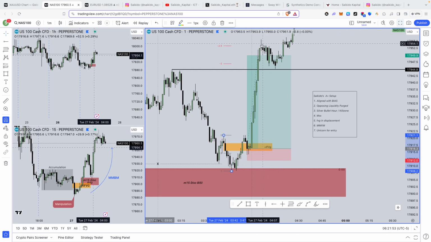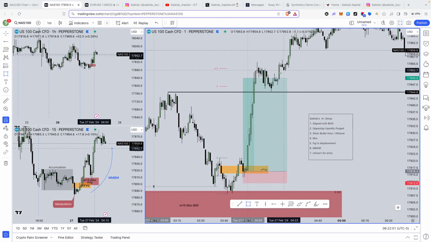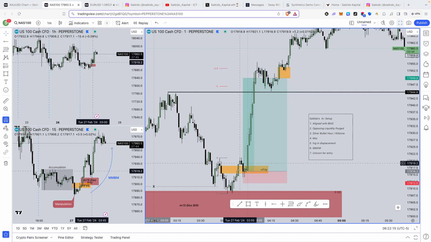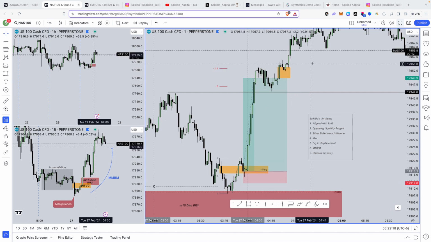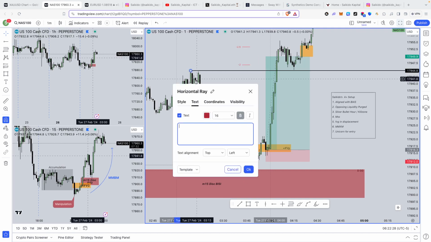So we had to break structure to confirm that we are not going to be reversing in this area. And as you can see from there, we displaced above it and we respected it. That was actually a nice entry, but it's outside my silver bullet, though still inside the London session, which is a good entry to go long from. If you are late for this one, put your stop loss below here. You can target 1:2, just a small scalp, but I killed everything at -2 standard deviations above my buy side liquidity here.